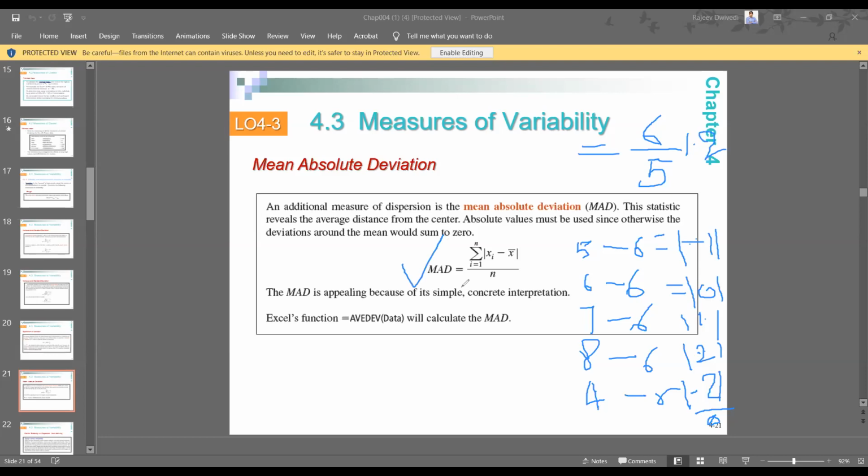This is also used in some cases. Instead of making a square of these values, we are taking the absolute numbers right here.